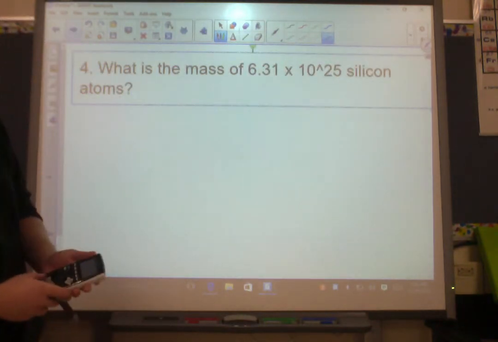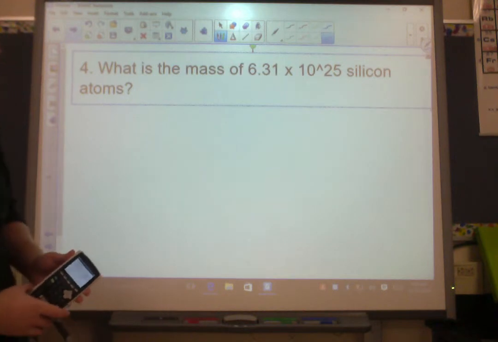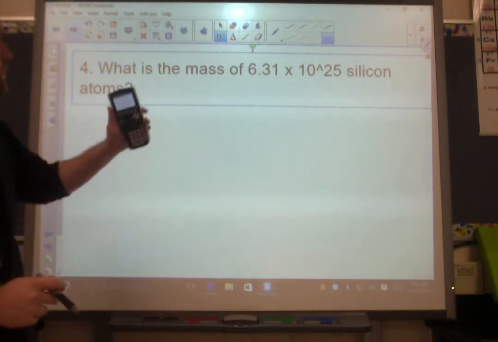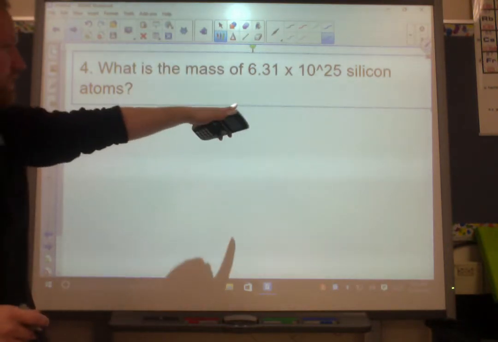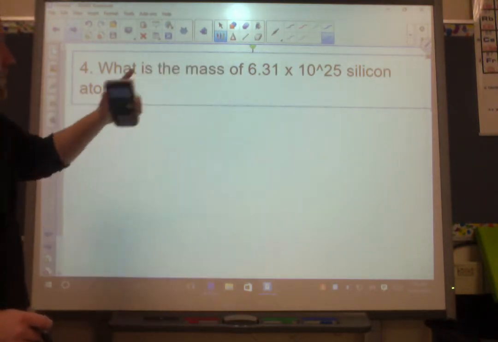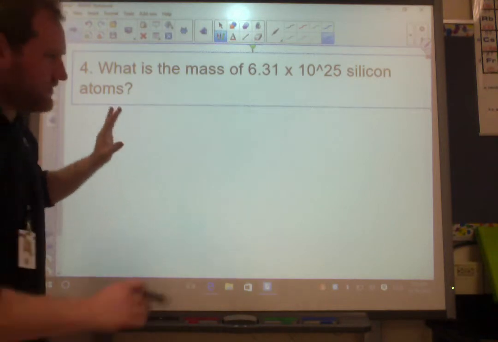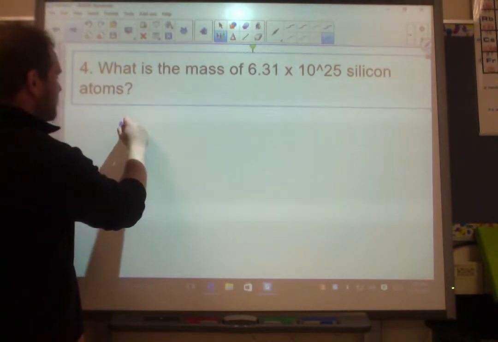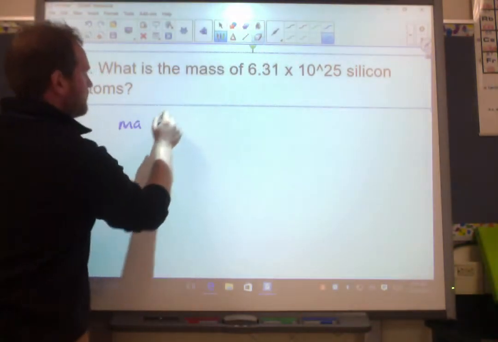What is the mass of 6.31 times 10 to the 25th silicon atoms? Okay, well, we're given the number of atoms and we need to find the mass. So basically the pathway is going to look like this. You can have mass, or let's put it as grams.